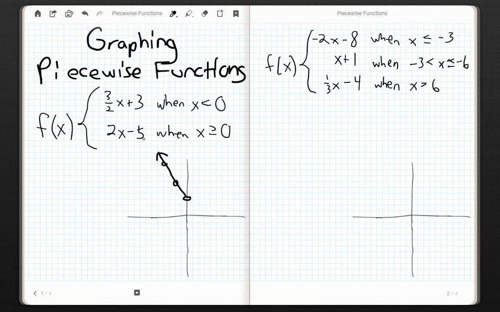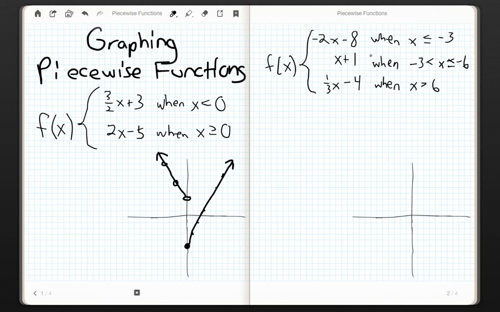And now for the second part, we started at a y-intercept of -5, but since we are greater than or equal to 0, we can fill in the point to show that it is included. And now we just use our slope of 2 going in the greater than direction, which is this way. So up 2, right 1, and we're just going to continue with that slope all the way up. Okay, that one's done.